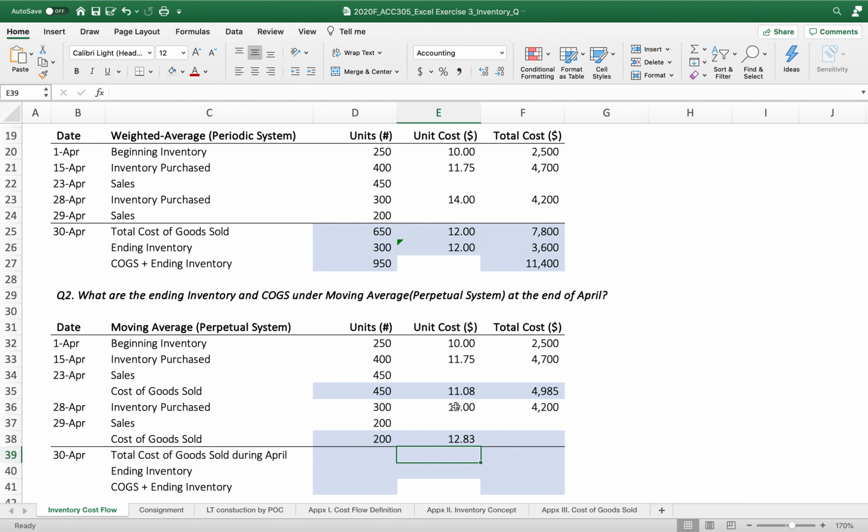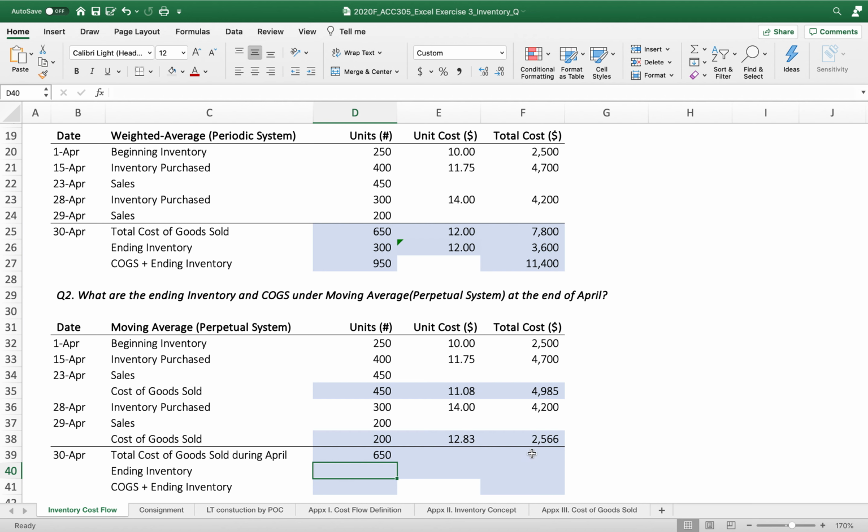Why? Because the inventory purchased at $14, the unit cost was higher than 11.08, the moving average cost on April 23. So it gets higher, the average gets higher, right? The average unit cost gets higher. Then we have a new cost of goods sold amount here, 2,566. Then total cost of goods sold during April. Now it's simple again, the same 650.